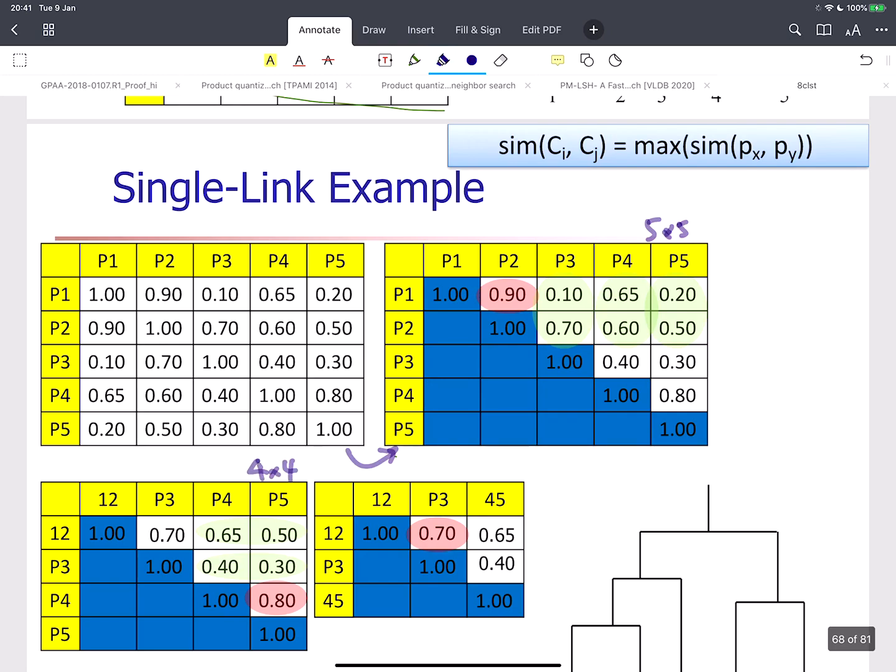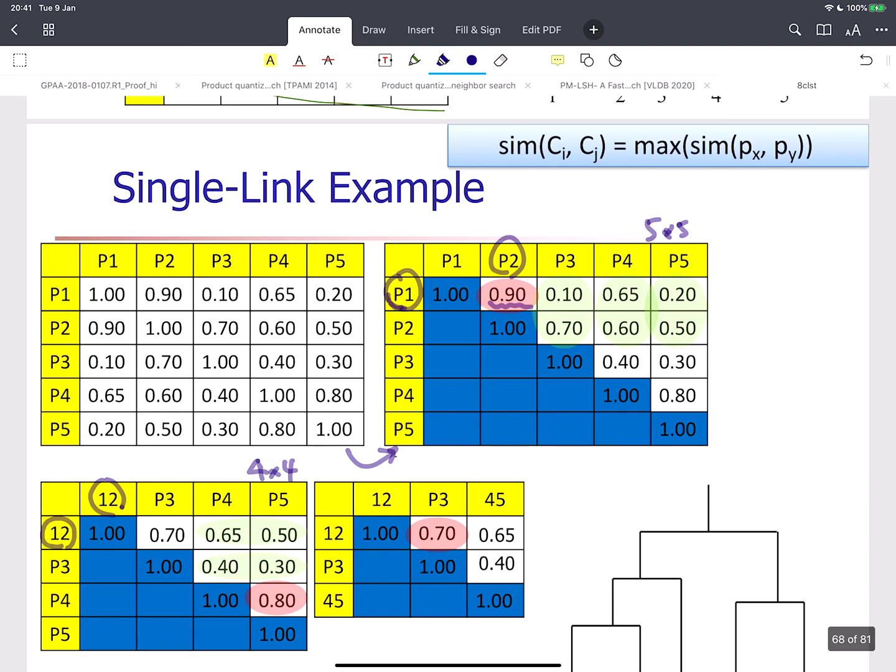So this is the beginning of the iteration. What you do is try to find two clusters that are closest to each other. Since we are using similarity, two clusters being close means the similarity is the largest. So that's why we choose this one, 0.9. This in turn means we need to merge P1 and P2 into a new cluster. That's why I write 1, 2 here, and then 3, 4, 5.